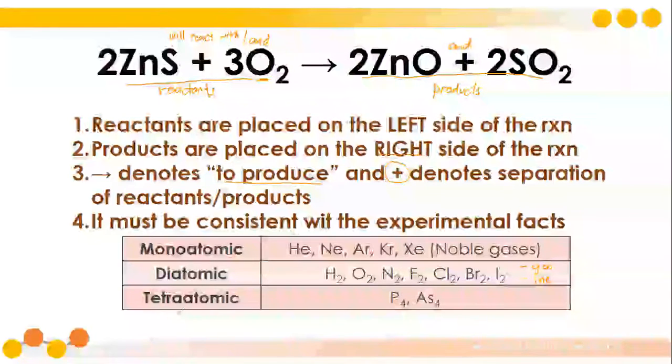There are also what we call the tetraatomic molecules, just like the tetraphosphorus and arsenic tetramer. Okay? Similar with diatomic, they need to exist in four atoms, okay, or four molecules in order to be present. Okay?